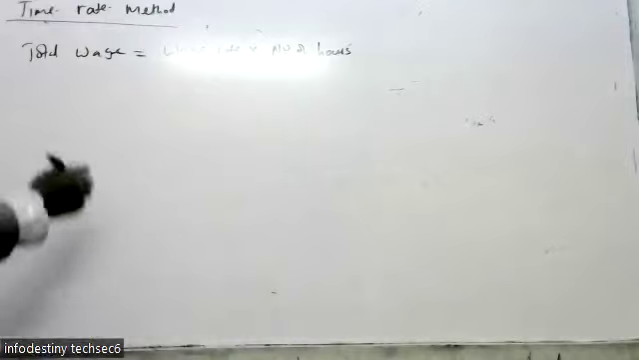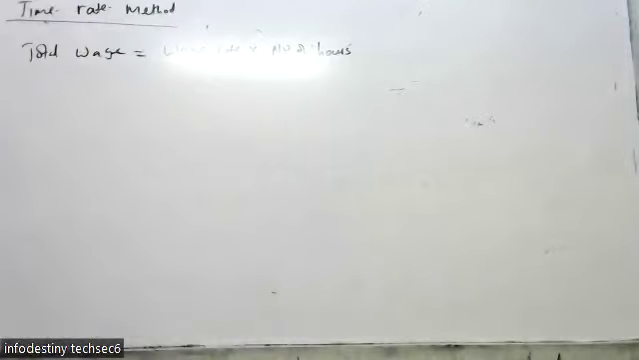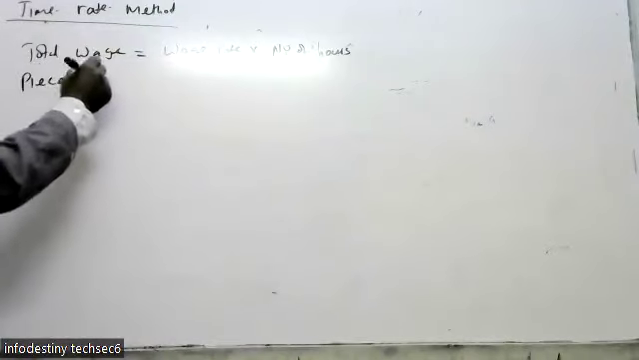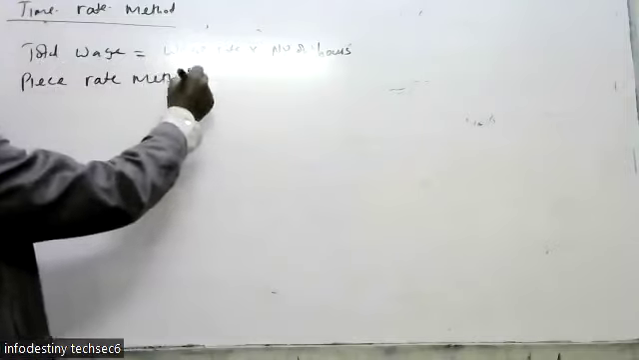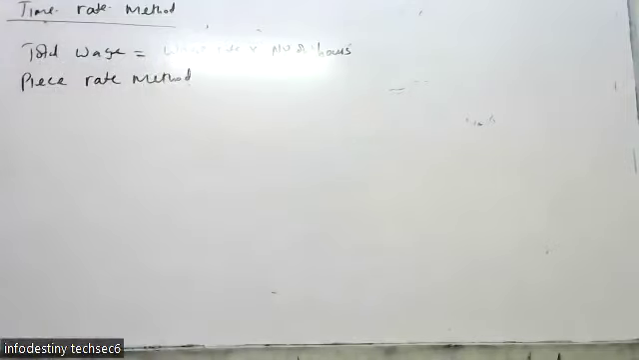Now let's go to the second method, which is known as the piece rate method. When we talk about the piece rate method, it is that particular method in which you are paid according to your performance, the number of units you produce. I get the point. So that's the piece rate. They are not going to look at the time you have spent, but at the number of units.